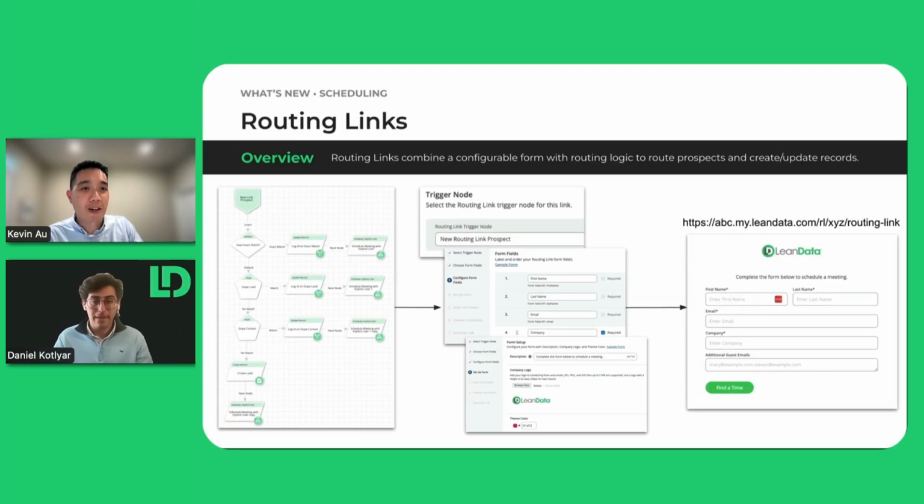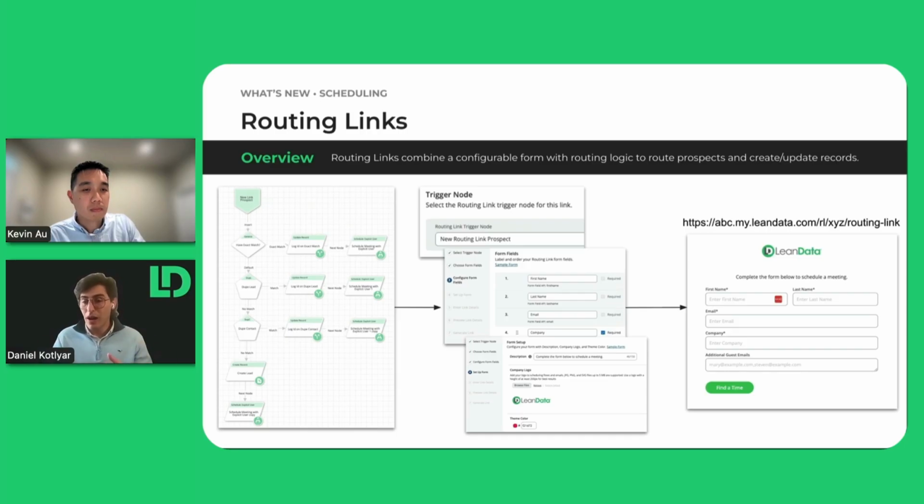It looks like we got some more here. Yeah, this is just a kind of visualization of the major parts of routing links. On the left there is your Book of Performs graph. This is all the logic you can set up to your heart's desire. And then the next part, these are a few screenshots from the routing links creation wizard. You're going to select your routing links trigger node. You can configure the form, rearrange things, change labels, apply whatever styling you would like.